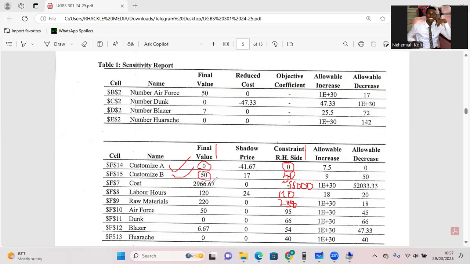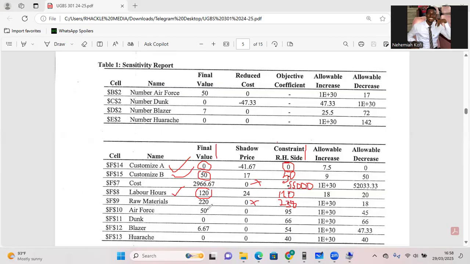For costs, we are having 29,666.67, and we are having 55,000 as the right-hand side constraint. So it's non-binding. Then labor hours, you're having 120 here, and we're having 120 here. So it's binding. Then raw material, we're having 220 here, and then 238 here. So it's non-binding.